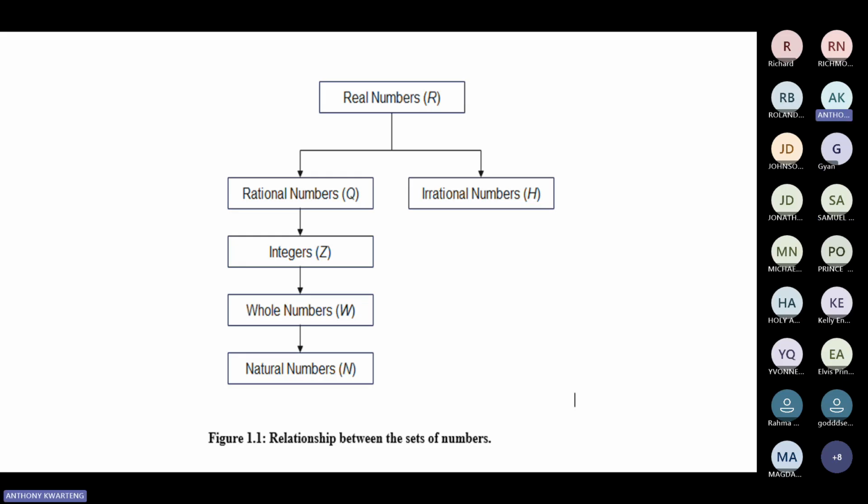So if you put rational and irrational together, you get the real number system. So that is the diagram. You have real numbers that consist of rational and irrational. The rational and irrational are disjoint. They have nothing in common. They don't intersect. So that ends the irrational. But for the rational, it goes down to integers, whole numbers, and natural numbers. Okay.